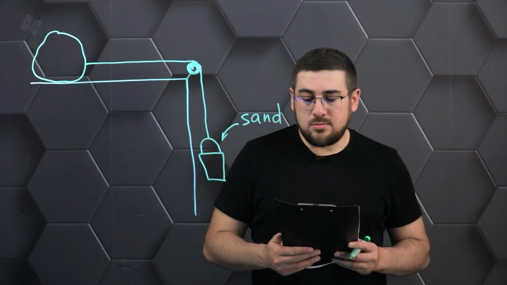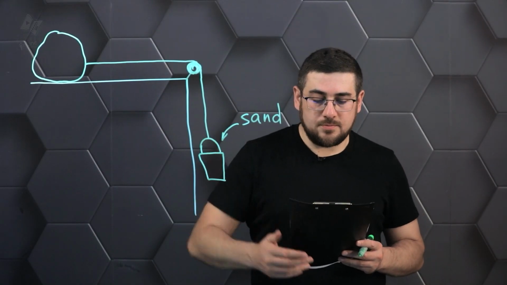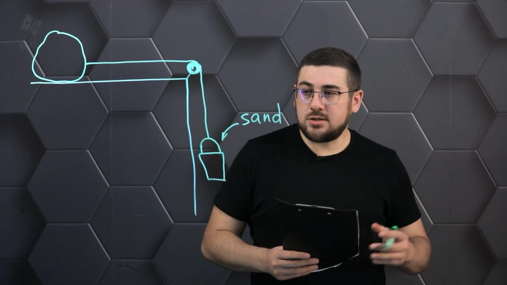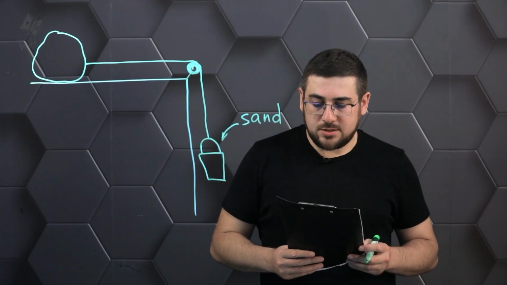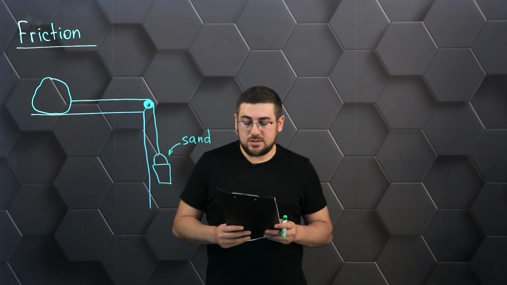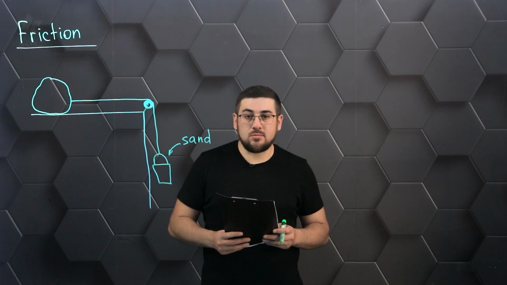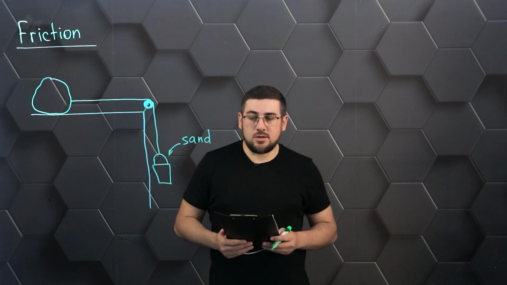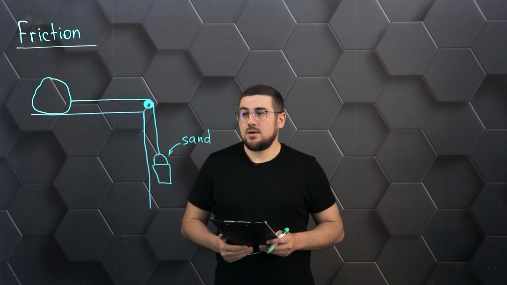The basic procedure is to slowly pour sand into a bucket, which is suspended by appropriate threads, until the pumpkin begins to slide on the surface. The bucket of sand was then weighed on a scale and its weight was found to be 11 newtons. Determine from this data the coefficient of static friction of the lantern against the tabletop.